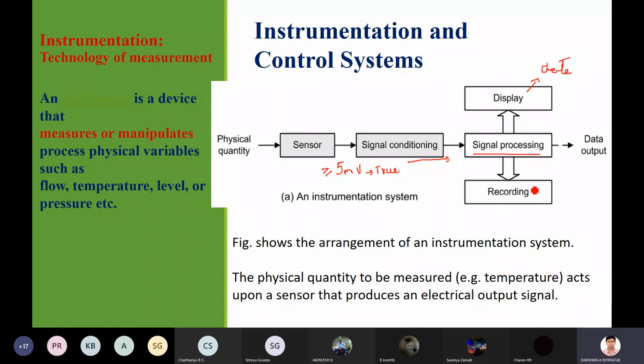Okay, or in order to store the data. Okay, or in order to perform the output here. That is what we call signal processing here. Okay, so that is the overview of my sensor, or the block diagram of my control system here.